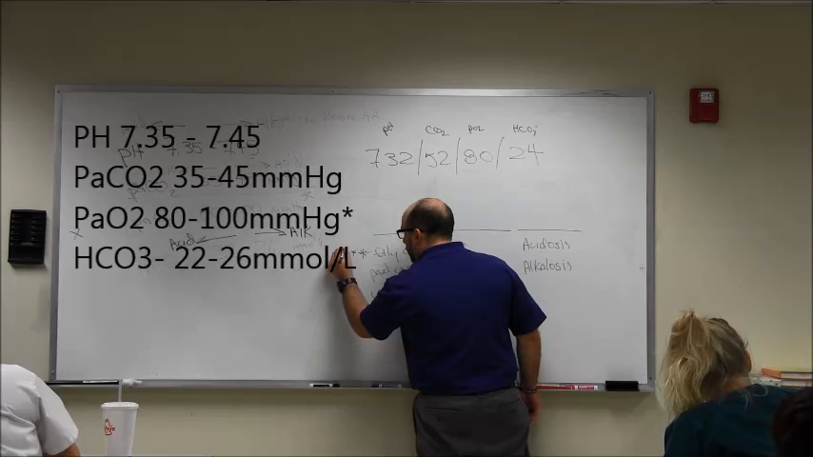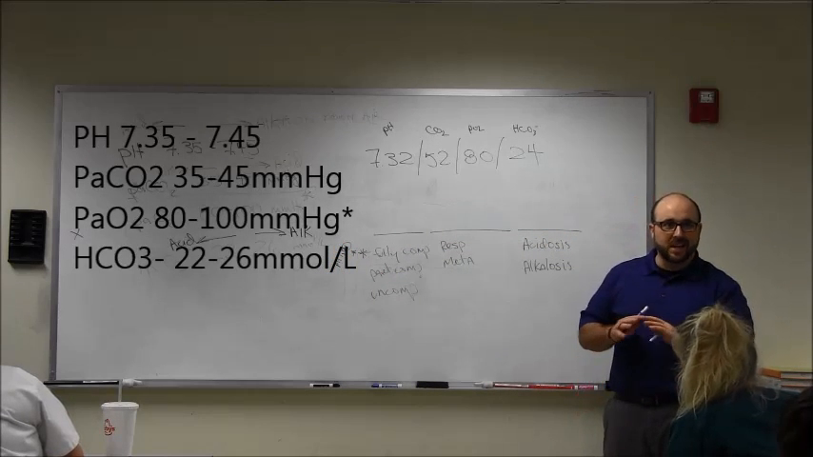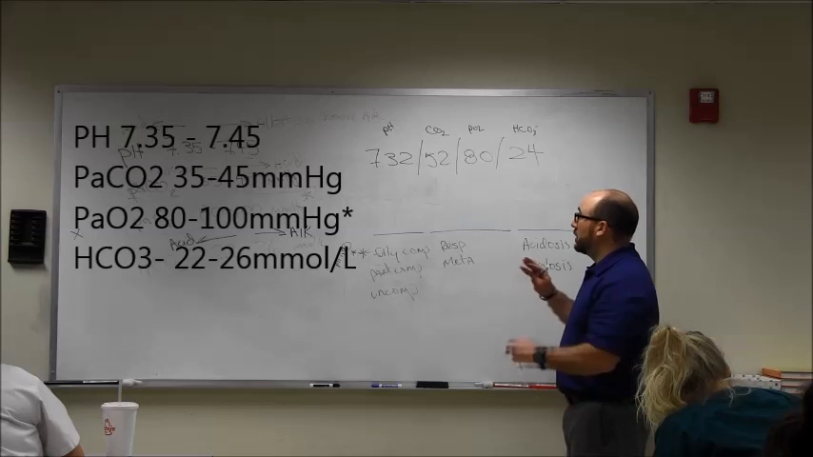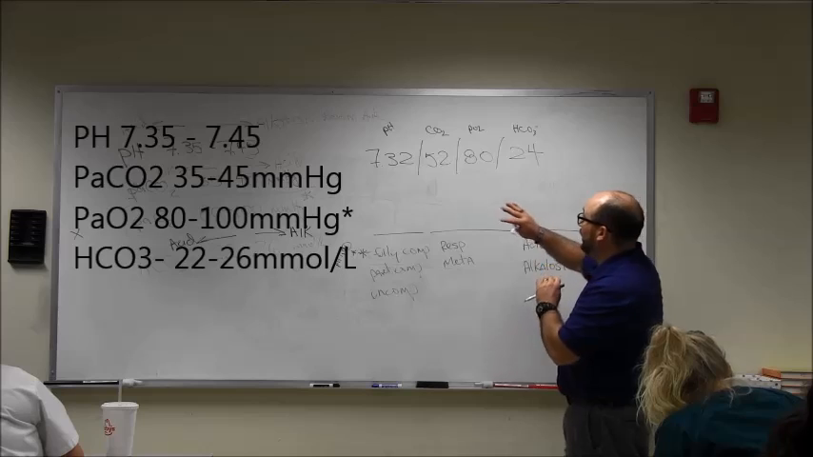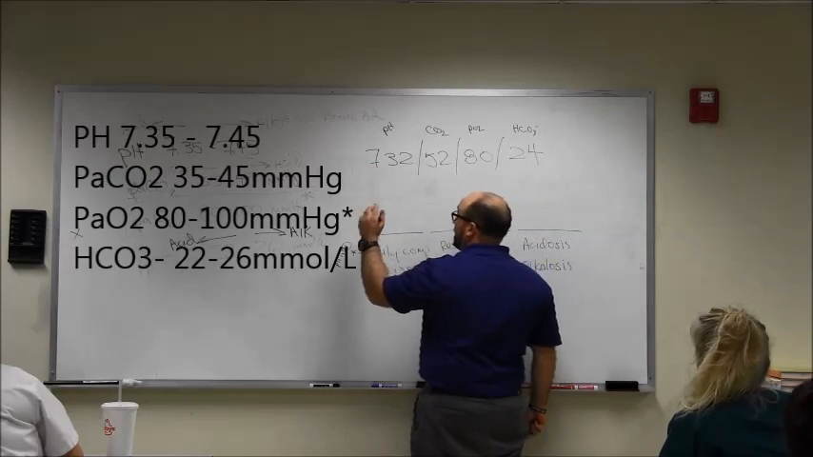pH is normal. Okay, so you have to have a normal pH to be fully compensated. So that kind of takes that one out in a lot of cases, but I'll give you some examples of it. So let's go through this blood gas and just look at each one of these, compare it to the normal values, and see what it is. Call it acidosis or alkalosis.